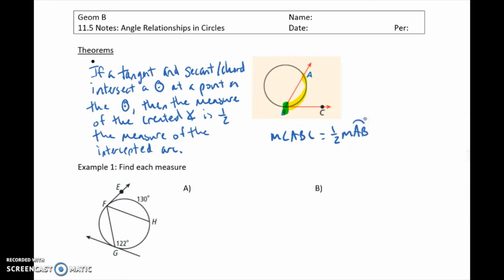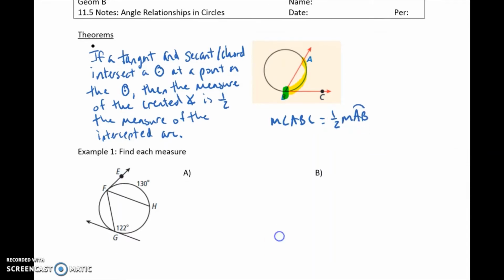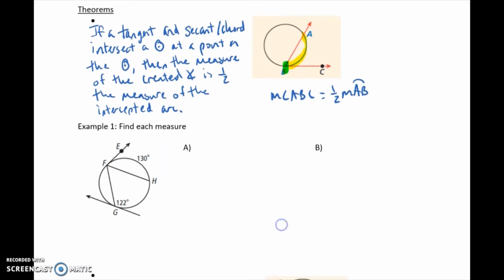Okay, so if we take a look at example 1, here's where things might look a little confusing. We have a whole bunch of angles, we have a whole bunch of lines, chords, secants, tangents hitting the circle. Make sure you still just bring it back to what individual angles we are looking at. We're going to assume anything that looks like a tangent is a tangent. So a point of tangency would be F and a point of tangency would be G. We're going to look for two things. Let's look for the measure of angle EFH, and let's also look for the measure of angle HFG.